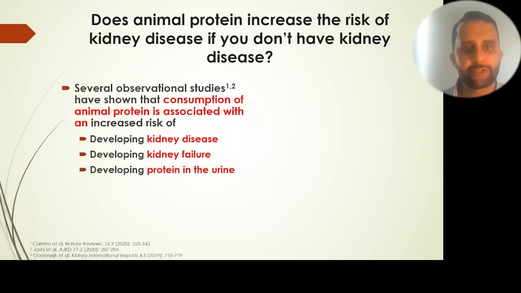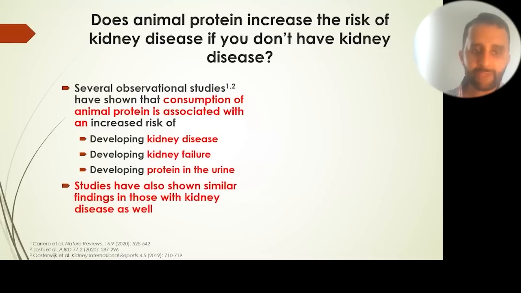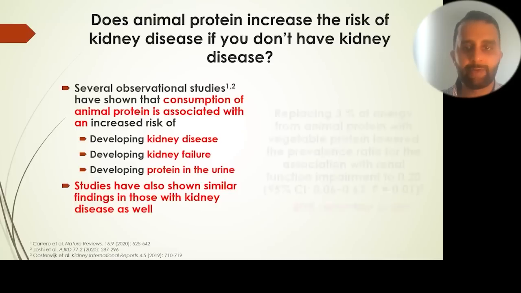And there are a few observational studies that show that the consumption of animal protein is associated with an increased risk of developing kidney disease, developing kidney failure, and also developing protein in the urine. These studies have shown similar findings in those with kidney disease as well, meaning that if you have kidney disease and you eat animal protein, there have been studies suggesting that animal protein is harmful and may cause further damage.